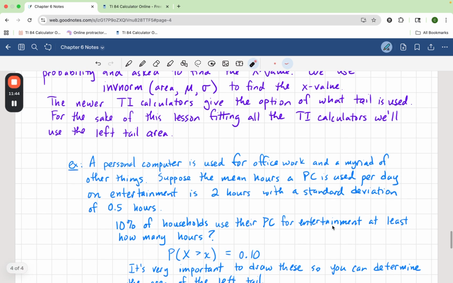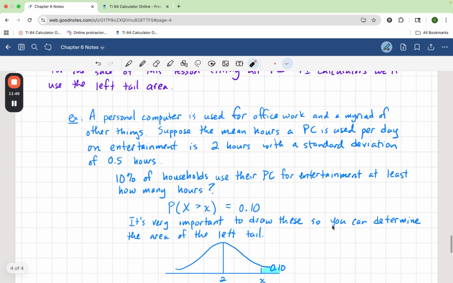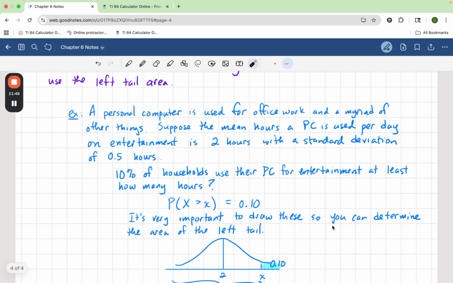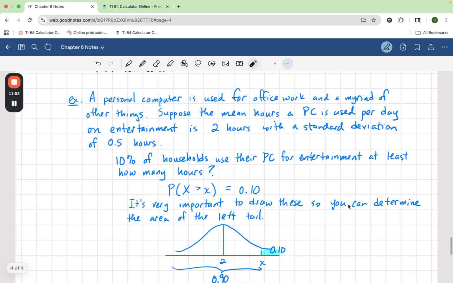A personal computer is used for office work and a myriad of other things. Suppose the mean hours a PC is used per day on entertainment is 2 hours with a standard deviation of 0.5 hours. 10% of households use their PC for entertainment at least how many hours? So we're being asked the probability x is greater than some value is 0.10.